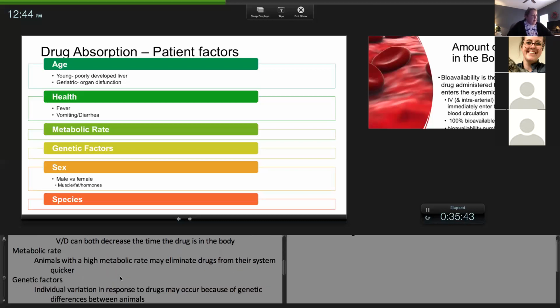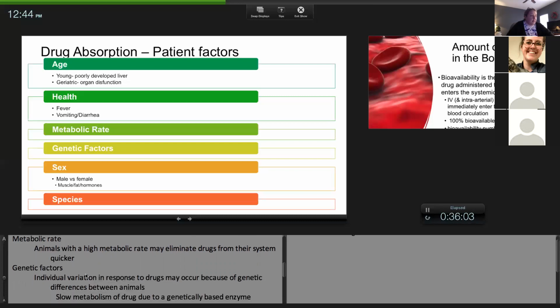If you talk about metabolic rate, a high metabolic rate accelerates elimination. Think about hyperthyroid cats. Hyperthyroid cats are typically in a hypermetabolic state. Sometimes they're going to burn through drugs. You may have to adjust the dose.